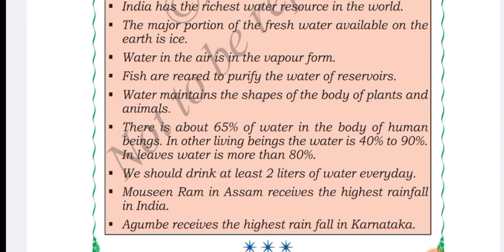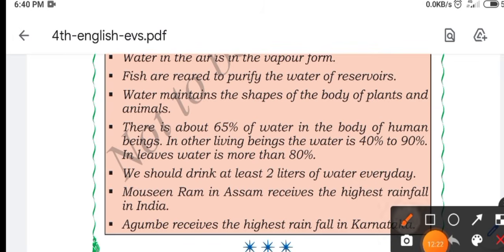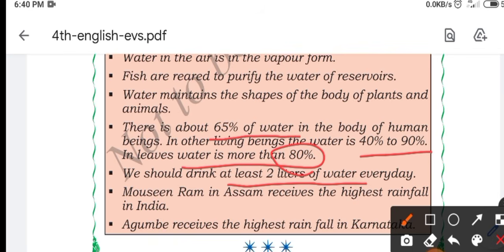There is about 65% of water in the body of human beings. Do you know this? That 65% of the body of human beings is water. In other living beings, water is 40 to 90%. In leaves, water is more than 80%. We should drink at least 2 liters of water every day to keep ourselves healthy.